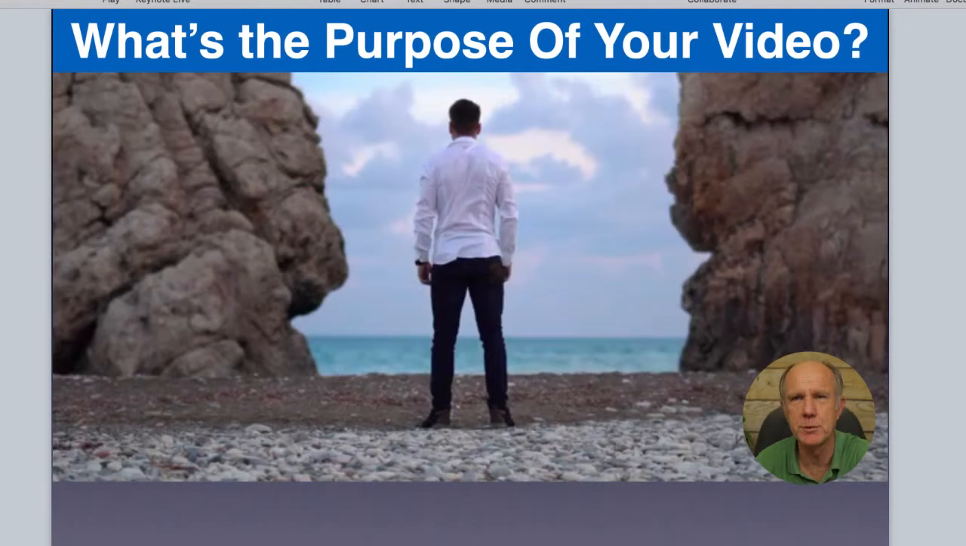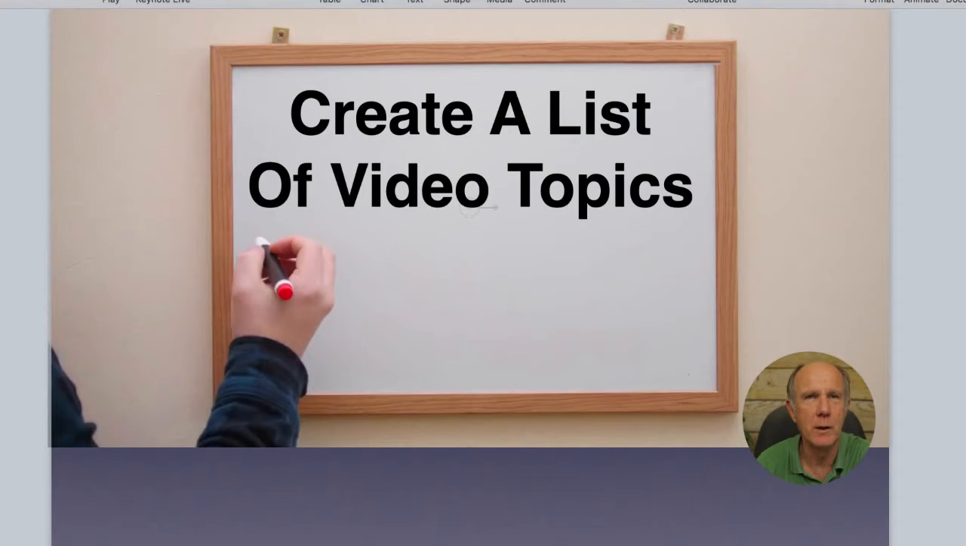After you determine the purpose of your video, then you want to create a list of video topics. Generally what I do is I just jot them down in a Google Doc, because a Google Doc I can take anywhere. I'm on my iMac now, but I can go on my laptop, and even on my phone. Sometimes when I'm out exercising, an idea will come to mind, or maybe when I'm in the shower or just getting out of bed.